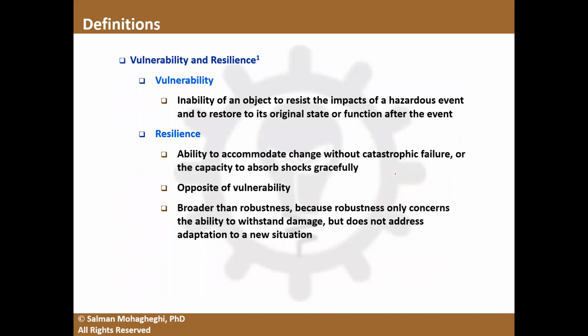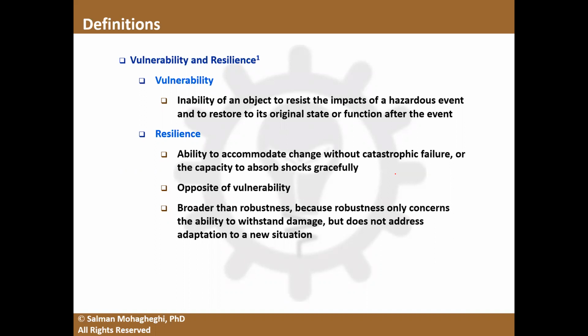Okay, moving on in our review of some definitions, we come to vulnerability and resilience. Vulnerability refers to the inability of an object to resist the impacts of a hazardous event and to restore to its original state. The opposite of that would be resilience. Resilience is the ability of the system to accommodate an external event, a hazardous event, without catastrophic failure, to absorb the shocks and go back to either the original state or another safe state.